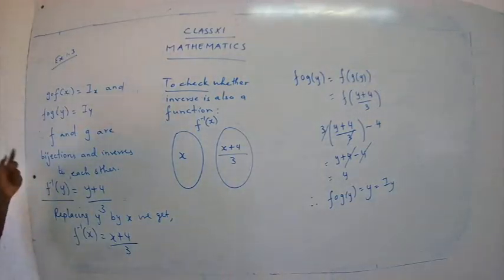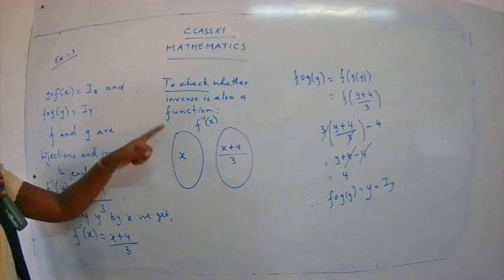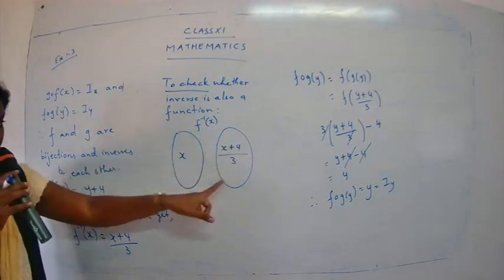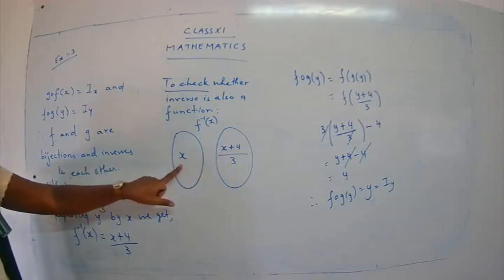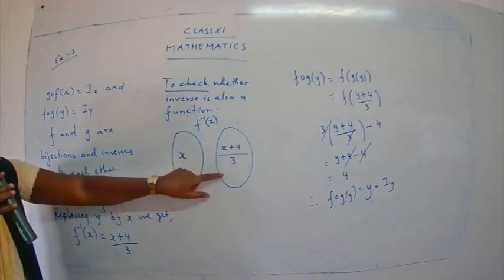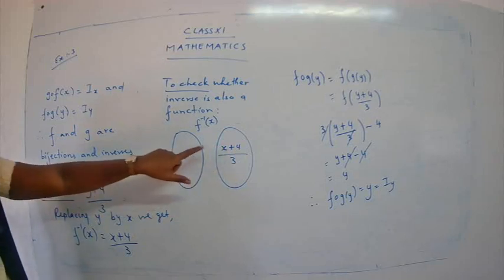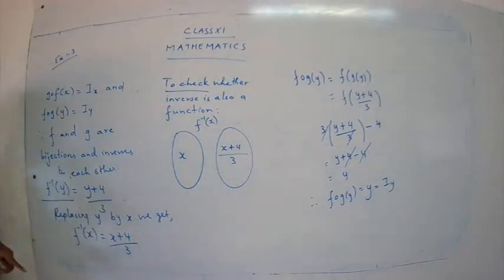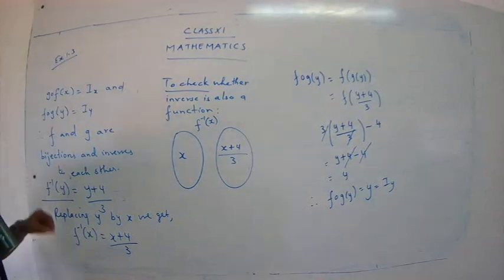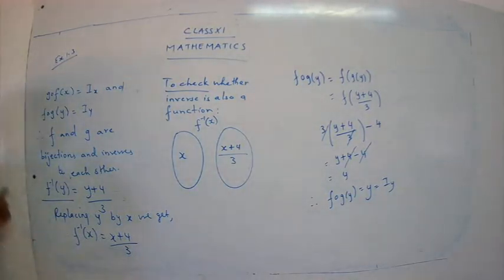That is, if I go on taking different values of x, I am going to get different values over here. If I take 1, I will get here 5 upon 3. If I take 2, I will get 6 upon 3. If I take 3, I get 7 upon 3. That means for every value of x, I get a different value for (x plus 4) upon 3. So we say that inverse is also a function.